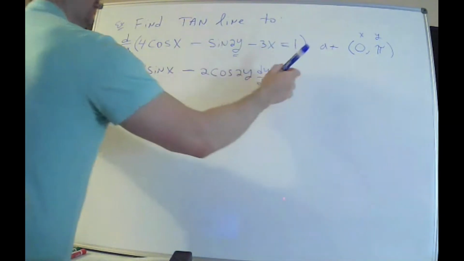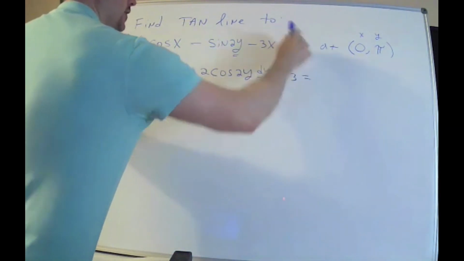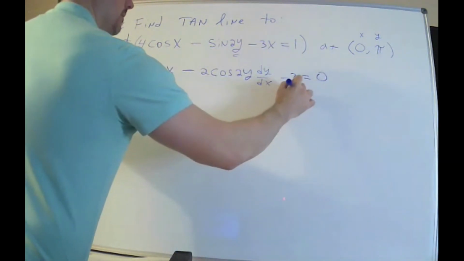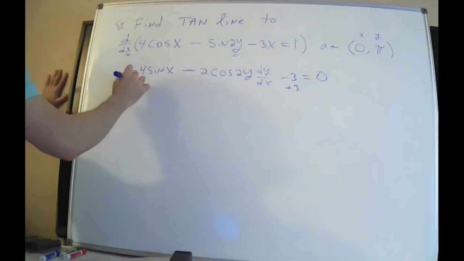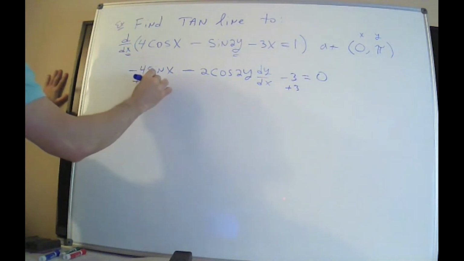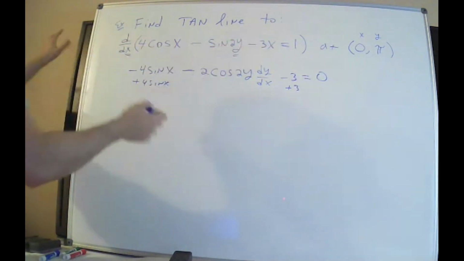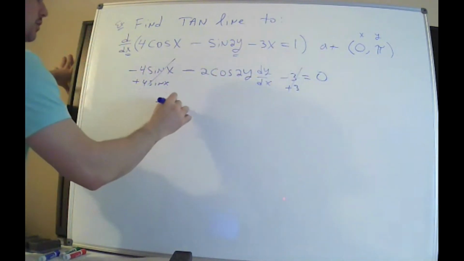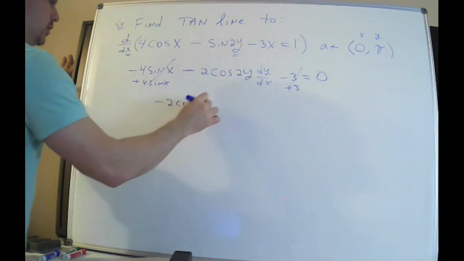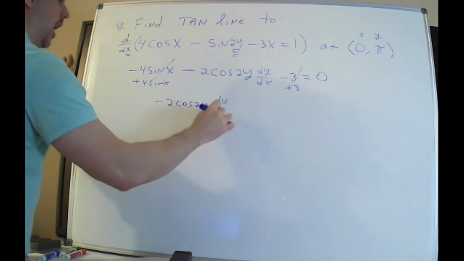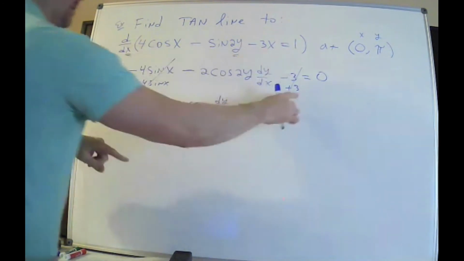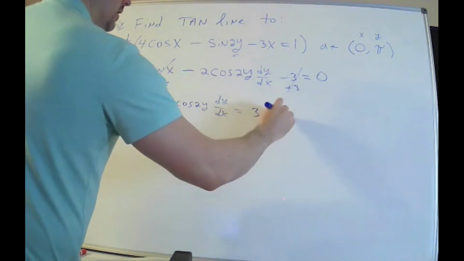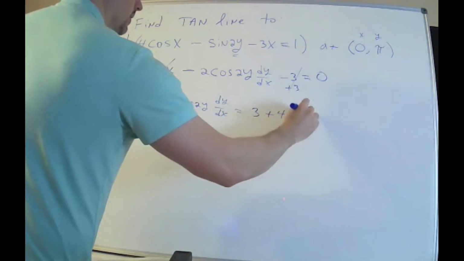Take the derivative of negative 3x, you get negative 3. And take the derivative of 1, you get 0. Now I'm going to add this to that side, and add it to the other side, so I eliminate them. They're going to be gone. So I'm going to have negative 2 cos 2y dy dx on the left. On the right, I'm going to have a plus 3 and then a plus 4 sine x. You can write it in any order that you want.